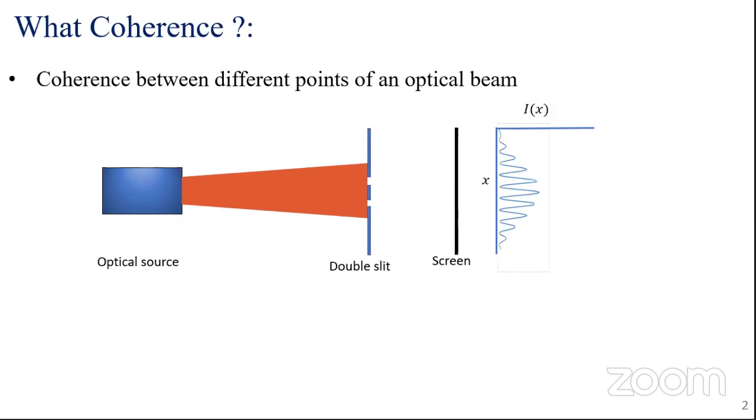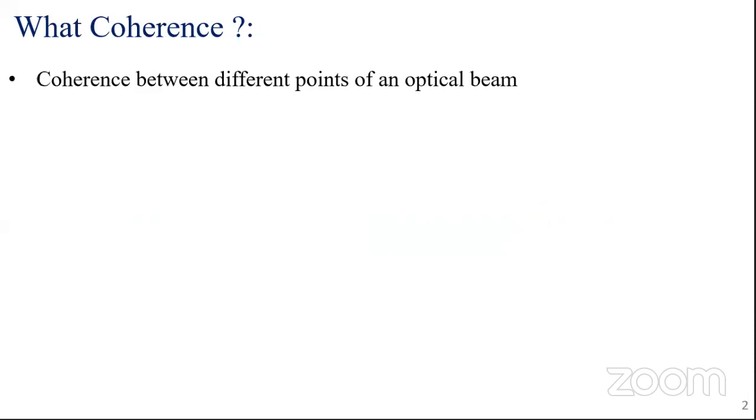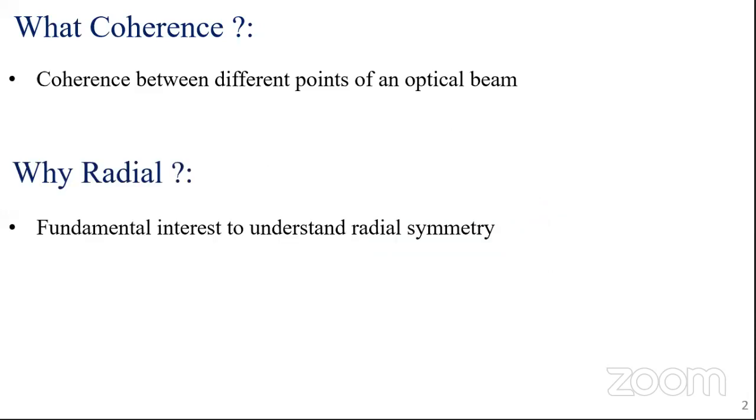We know there are a lot of applications of these coherence functions in time and spatial degrees of freedom. Today, my interest will be on the radial degree of freedom. So the first question is why radial? The radial space is semi-infinite, that is, it extends from zero to infinity. Although we know that we have certain beams with radial symmetry and they have certain applications, there are not enough researchers involved with these coherence functions in the radial degree of freedom. So we have a fundamental interest to understand that.